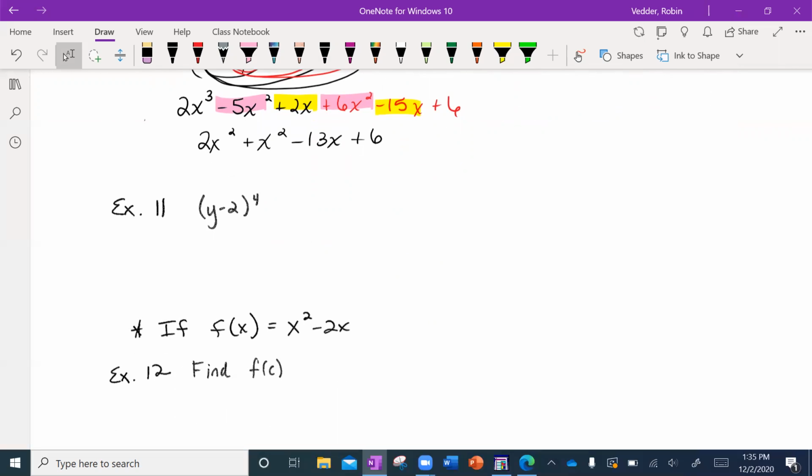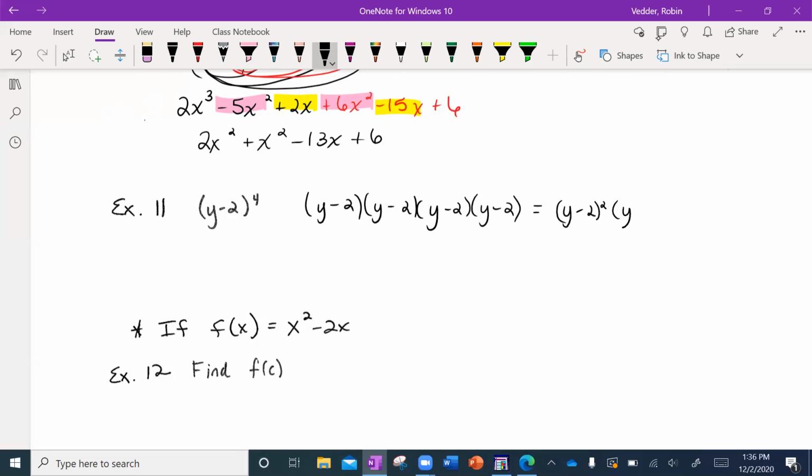On my next example, this is y minus 2 to the power of 4. Now 4 means that there's going to be y minus 2 times y minus 2, 4 times. So essentially like this. We could do it a couple of different ways. Now I could write it like that. Another way that I could write it is y minus 2 squared times y minus 2 squared, right? There's 2 and 2, which still gives us a total of 4 y minus 2's.